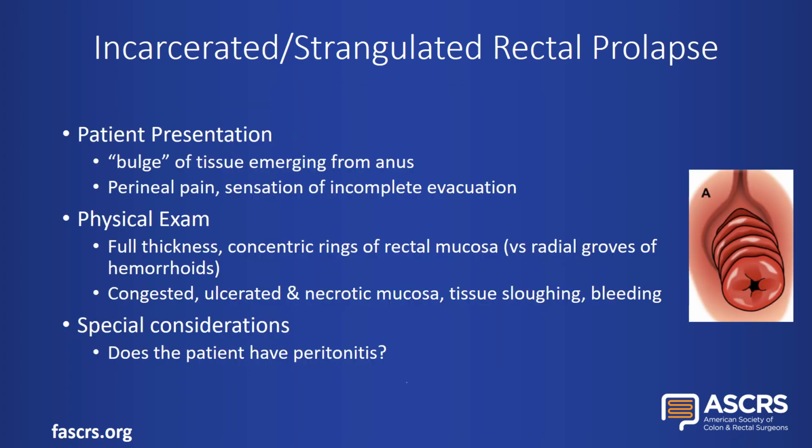Patients present with a tissue bulge emerging from their anus and complain of perineal pain or sensations of incomplete evacuation. Physical exam will reveal irreducible, full-thickness concentric rings of rectal mucosa with or without tissue congestion, ulceration, or necrosis. Tissue sloughing and bleeding may also be present.